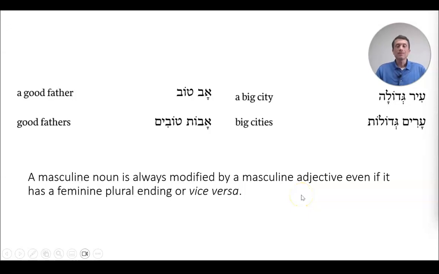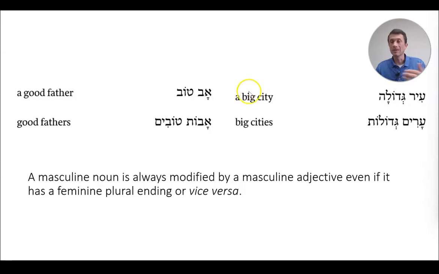A masculine noun is always modified by a masculine adjective, even if it has a feminine plural ending. Remember, some of the nouns, like masculine nouns, take an irregular feminine plural ending, or vice versa. You might have a noun that looks masculine but is actually feminine. Whatever the actual gender of the noun is, that's the adjective you use. So in this example here, we have the word city, ir. That looks masculine, but if you remember your vocabulary, it's actually a feminine noun. Ir is feminine, so it's going to be modified with a feminine adjective. Ir gedolah. See that kametze ending is a feminine singular ending, translated a big city.